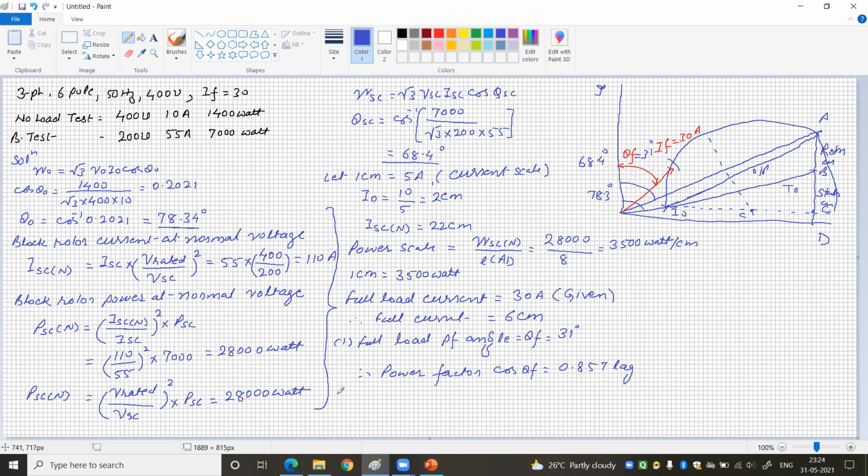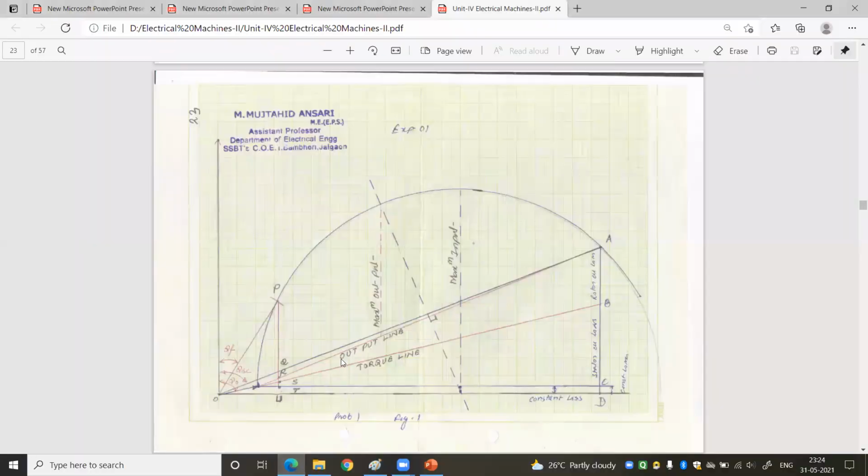Now, second part, we want to calculate slip. What is the slip? Slip is rotor copper loss divided by rotor input. In the diagram, this is the rotor copper loss at standstill condition or under the short circuit condition. This is the stator copper loss.